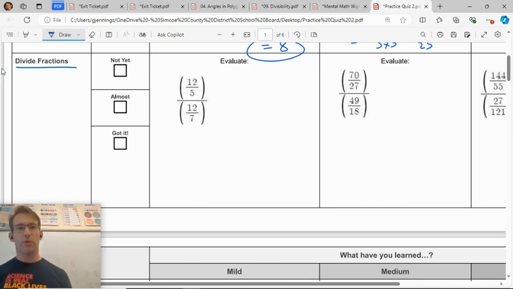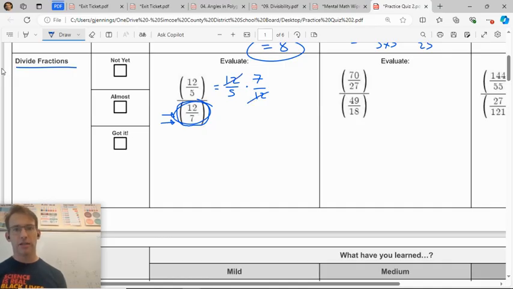So in this one, we want to keep, flip, change is one way to talk about it, or invert and multiply. We're going to take this bottom one and flip it. And then, so we keep that top one, 12 on 5. We're going to flip that bottom one, 7 on 12. Notice it flipped. And then if we notice this cancel, that's great. 12 divided by 12 is 1, so that can cancel. So we have final answer, 7 on 5. Over here, we just have a few more fancy cancels.